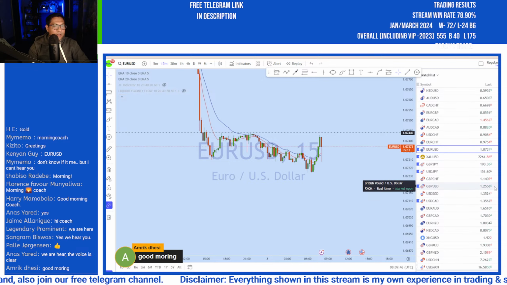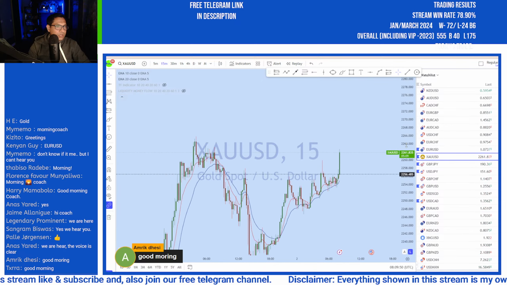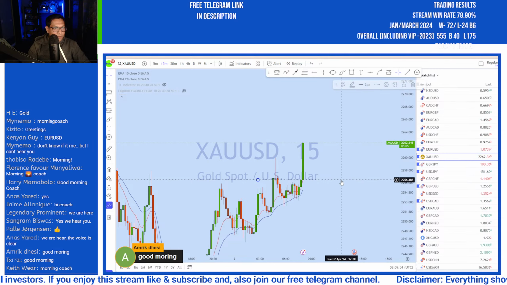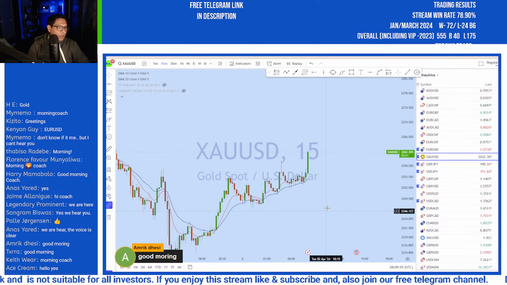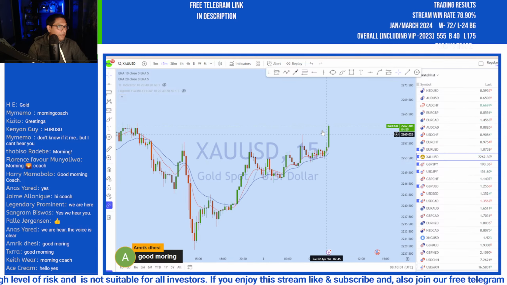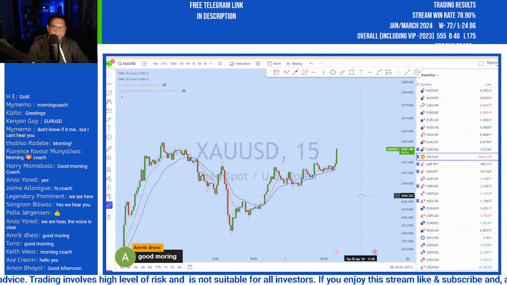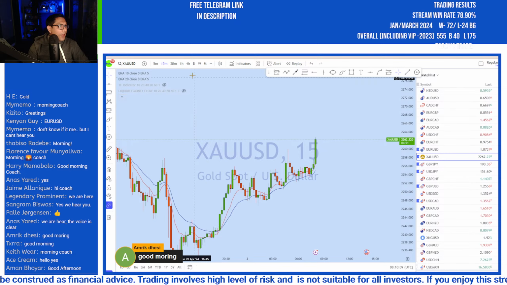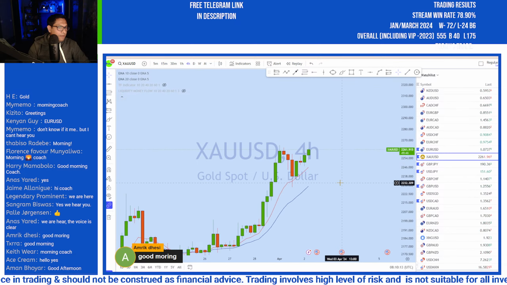Okay, so we can see that on gold there is a sudden bounce here, and with that bounce, what you can see is a very strong rejection to the upside. And let's see what gold is planning at the moment.